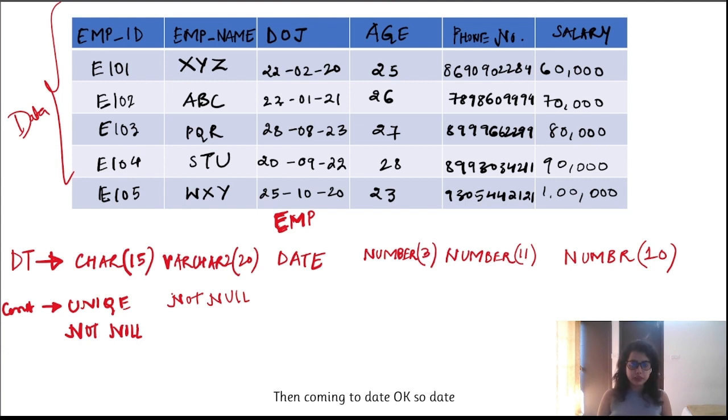Then coming to date, I also want not null. In every record I want a date of joining, so I'll keep it as not null. And we can't do unique here, right? There might be a possibility that two employees join on the same date, so keeping it unique doesn't make any sense. Now the age. Let us keep it that I'm not adding any constraint to the age column. Now in phone number I'll add a check constraint. What is a check constraint? A condition, right?